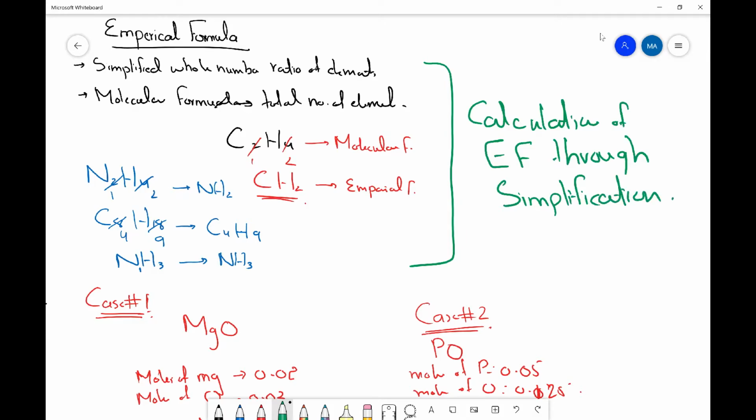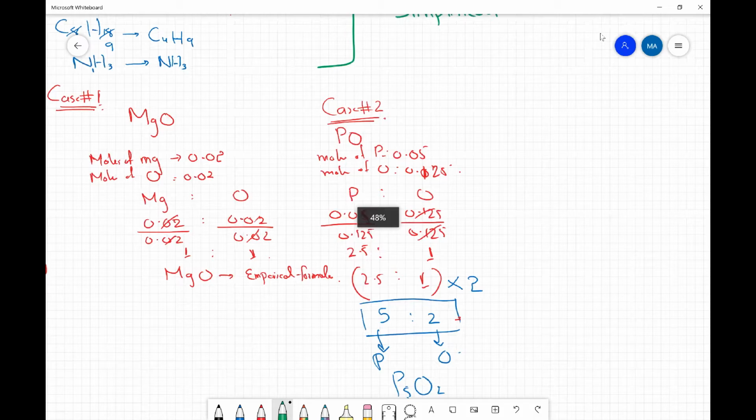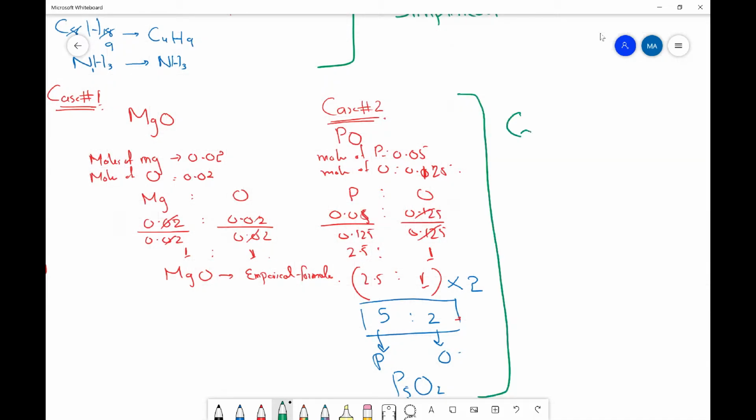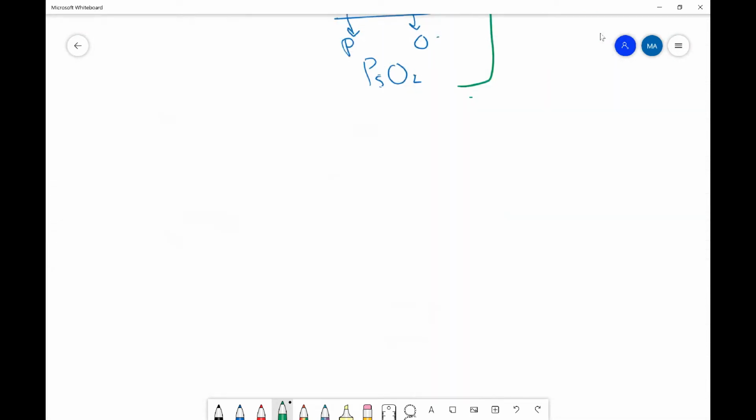Number 2, these further 2 cases were the calculation of empirical formula through moles. And number 3 is what we're going to do right now. Let's just write the name as well. It's calculation of empirical formula through percentages.